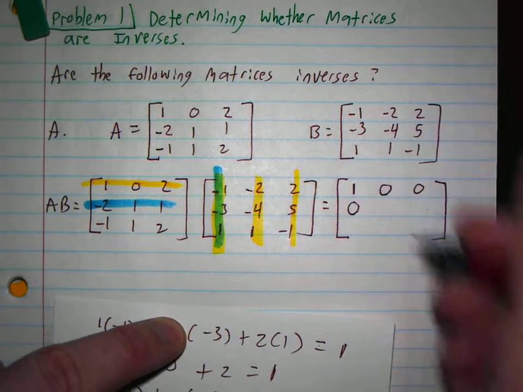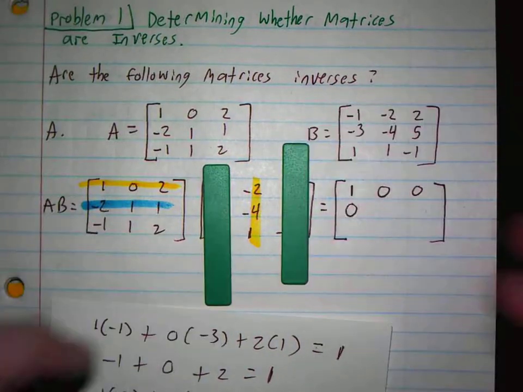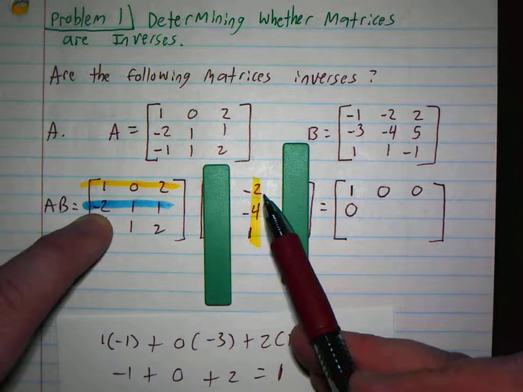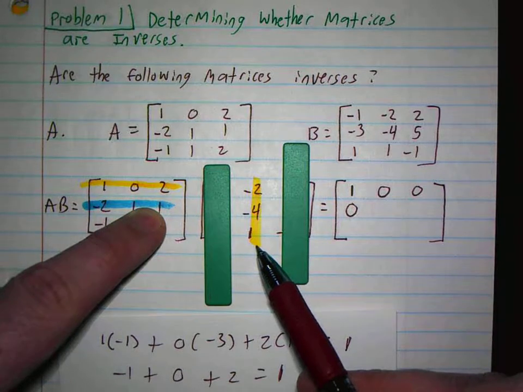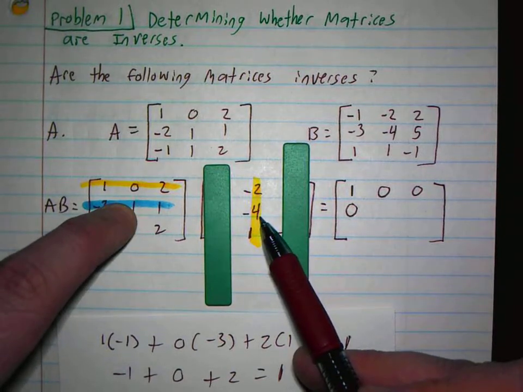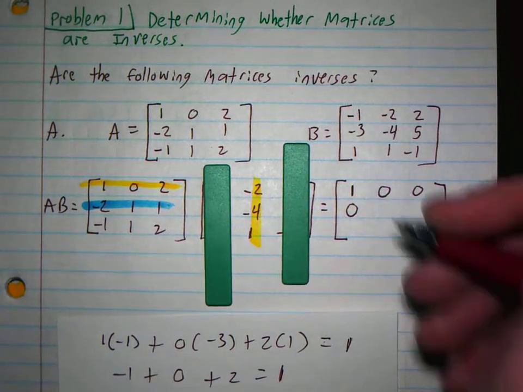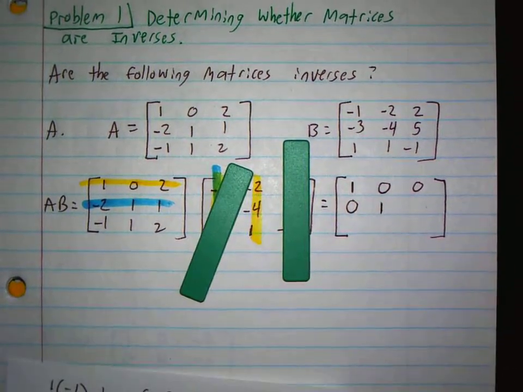Next, I'm going to take the blue row times the middle column. Negative 2 times negative 2 is 4. 1 times negative 4 is negative 4. Right? And 1 times 1 is 1. So you have 4 plus negative 4 plus 1, which is 1. Which is what we want. We want 1s along the diagonal. You guys see how I got 1?